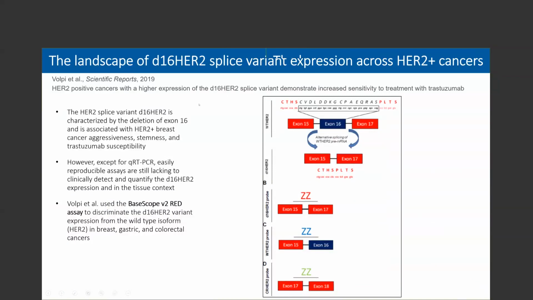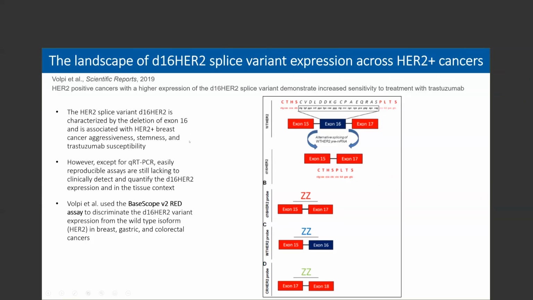Now we move on to an example of how BaseScope can be used to visualize splice variants of important target genes. HER2, as we all know, is a significant target in breast cancer. This group of researchers wanted to stratify patients based on the presence of the delta 16 HER2 splice variant, since individuals with the delta 16 HER2 splice variant respond really well to Herceptin therapy.